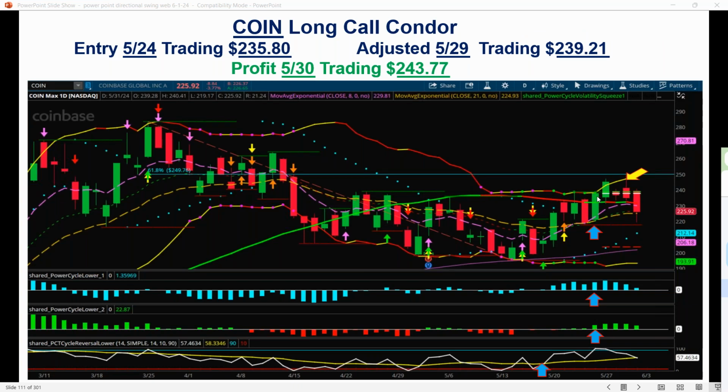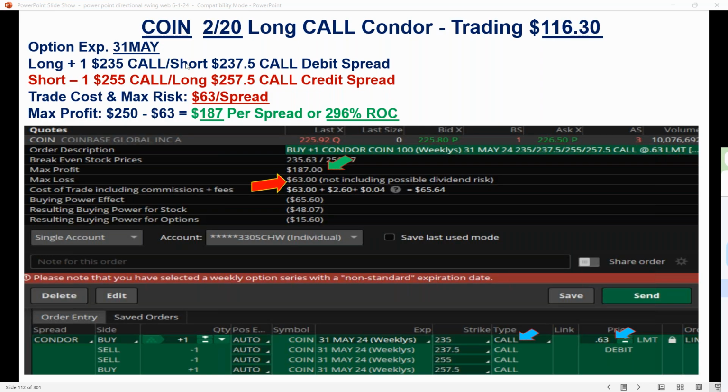So we jumped in right here. I thought this was going to do a lot better, but it was really whippy and we had that one spike there. So we took a big profit there and left a break-even stop in on the balance. Here was the trade setup. You can see the adjusted trade was into the 255, 57.5 call.